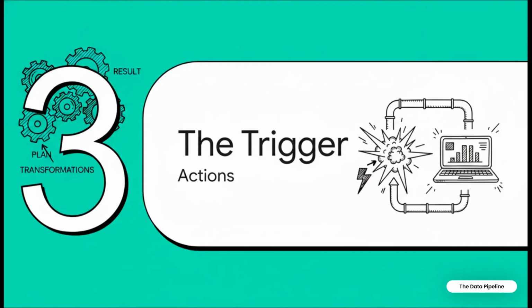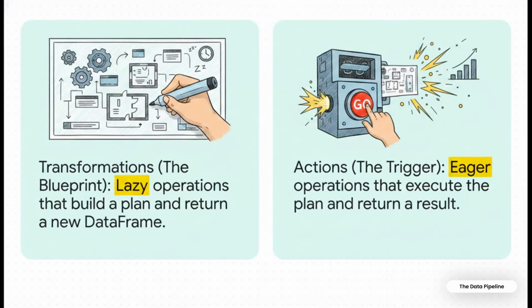So that leads to the obvious question, right? If all these transformations are just building a plan, how do we finally say go? How do we tell Spark to actually execute the plan and give us our result? Well, that's where actions come in. And here's the difference in a nutshell. If transformations are the lazy blueprint, actions are the eager trigger. They are the commands that basically tell Spark, okay, that's it. I'm done giving you instructions. Take that entire plan you built, run it from start to finish, and give me the result now.